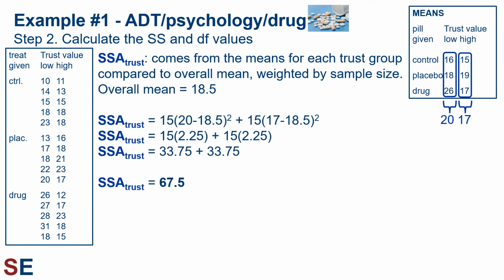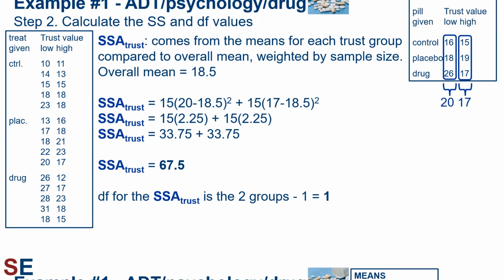The SSA trust is therefore 15, the number of values in the low trust group, multiplied by 20 minus 18.5 squared, plus 15 times 17 minus 18.5 squared. After a couple of steps, we can see that this gives us a sum of squares among for the trusting factor of 67.5. The degrees of freedom for this SSA is the 2 groups minus 1 equals 1.